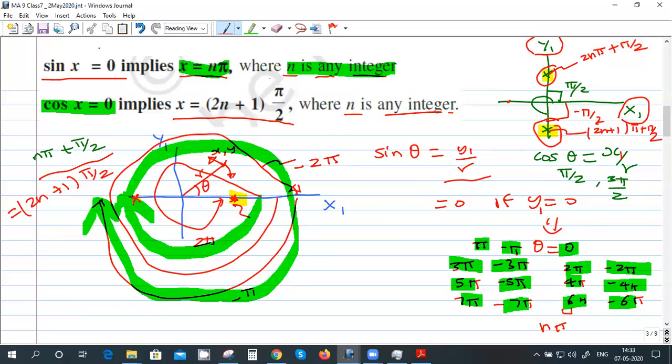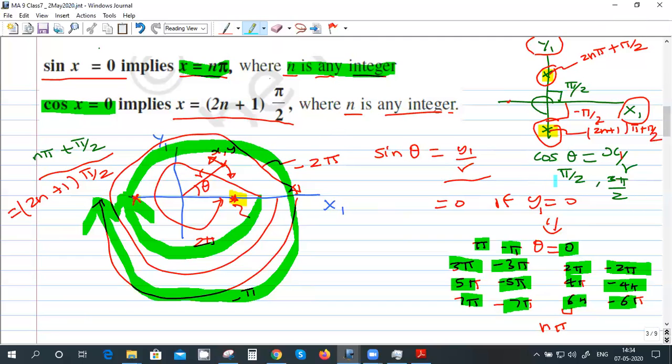90 degrees is pi by 2. Here pi by 2, 4 times pi by 2 will give you 2 pi. That is the original definition, right? The whole circle corresponds to 2 pi. So divided into 4 parts is pi by 2. So 1 quadrant angle is pi by 2. Is this clear?